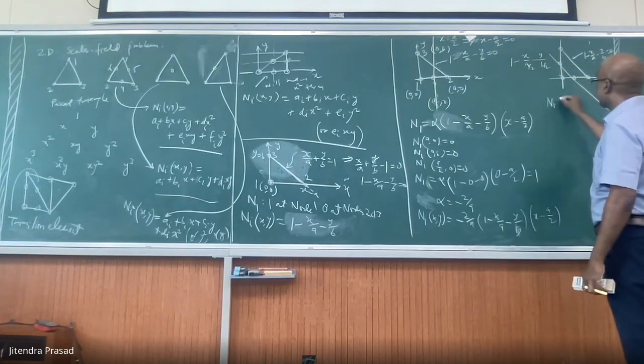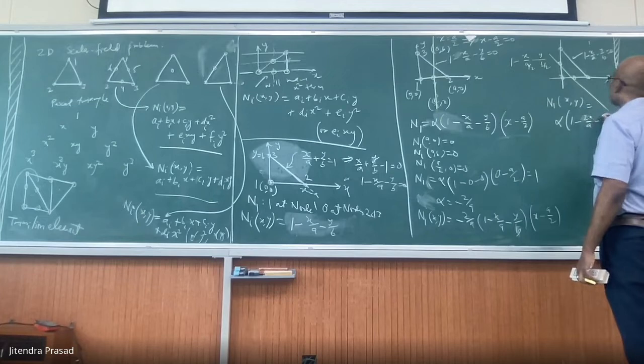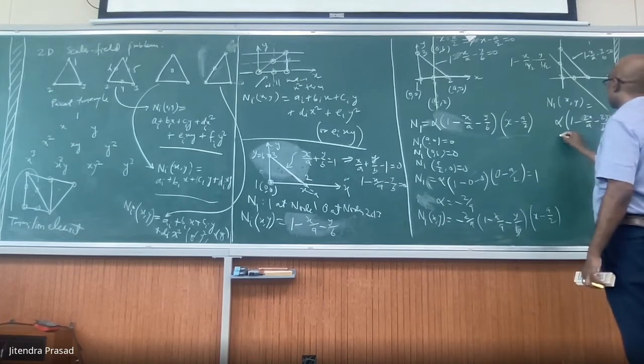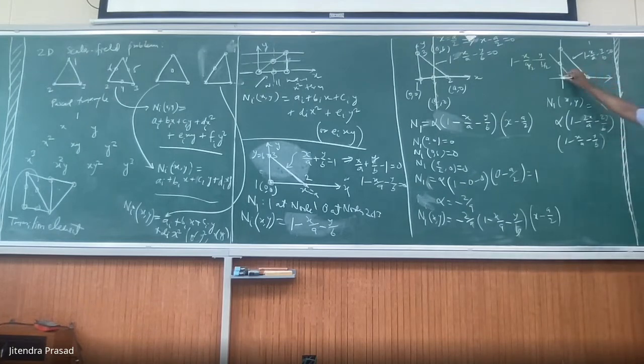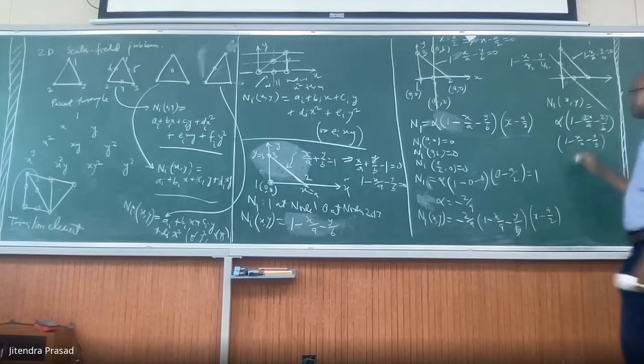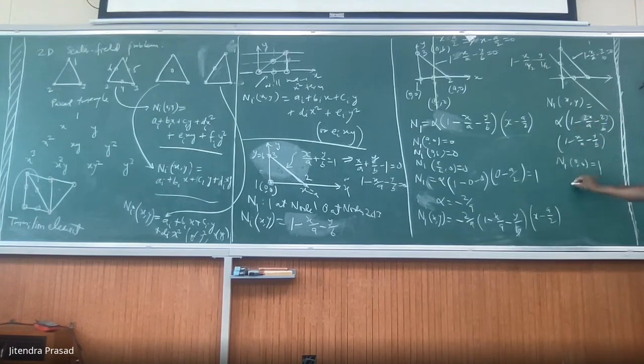So basically in this case n1(x, y) is equal to alpha times (1 minus 2x over a minus 2y over b) multiplied by (1 minus x over a minus y over b). And you know that automatically n1 will be 0 everywhere except at node 1, where n1 has to be equal to 1. You put that value (0, 0) here, and alpha equals 1. So you can put that. Okay, any question?